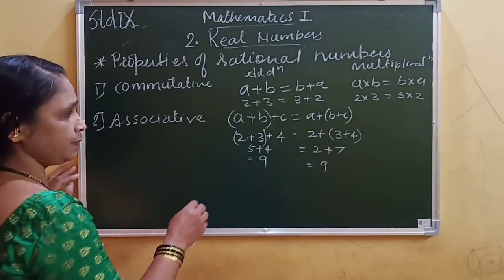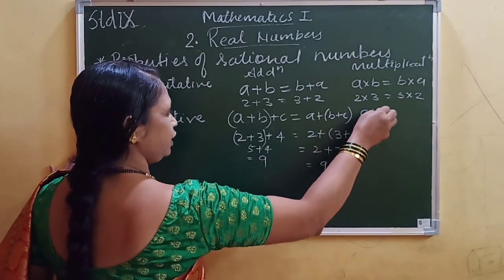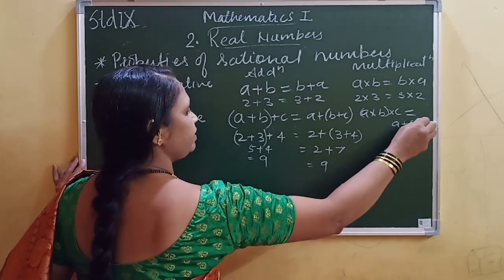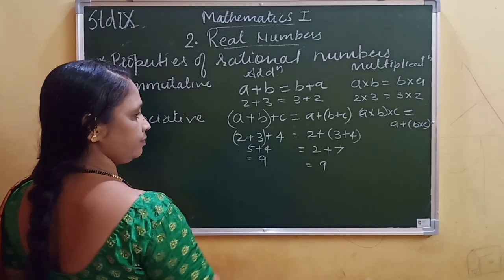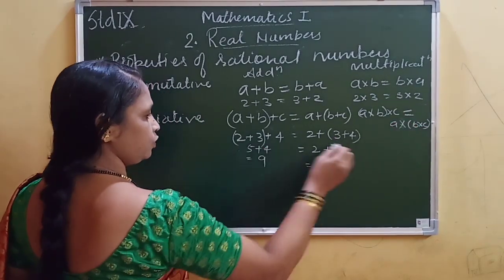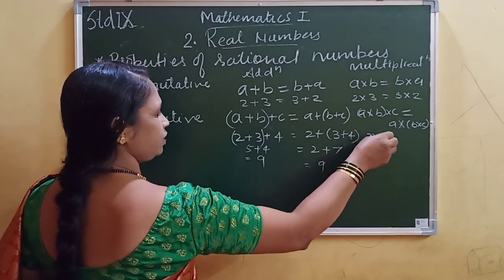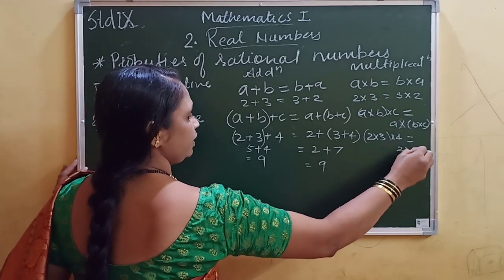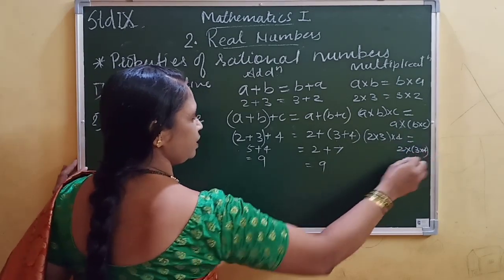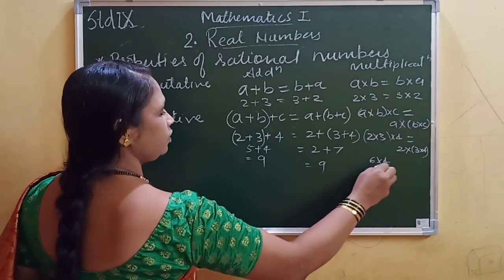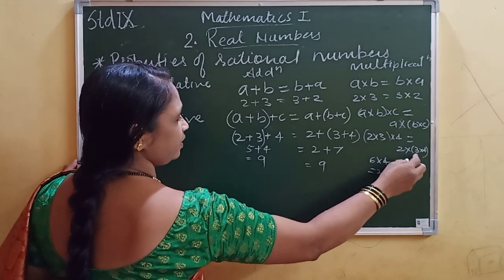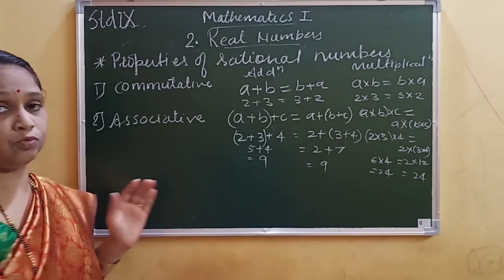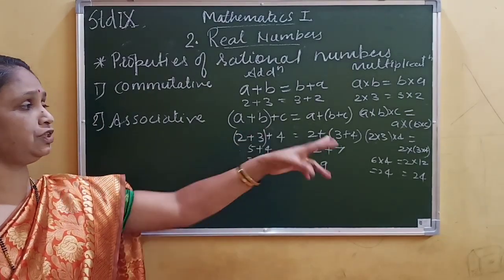Same we have for multiplication. a into b into c is equal to a into b into c grouped the other way. If we do the multiplication, 2 into 3 into 4: 2 into 3 is 6, 6 into 4 is 24. Same way here, 3 into 4 is 12, and 2 into 12 is also 24. This is the associative property of addition and multiplication.